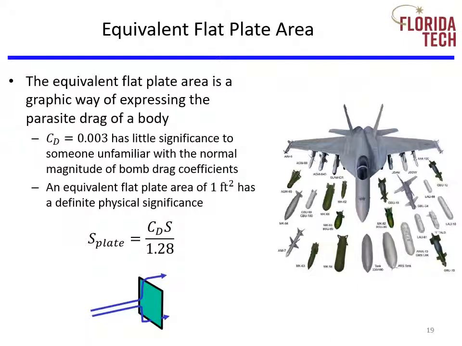The equivalent flat plate area is a graphic way of expressing the parasite drag of a body. CD equals 0.003 has little significance to someone unfamiliar with the normal magnitude of bomb drag coefficients. It's similar to understanding values of Reynolds numbers. But an equivalent flat plate area of, say, 1 square foot has a definite physical significance.